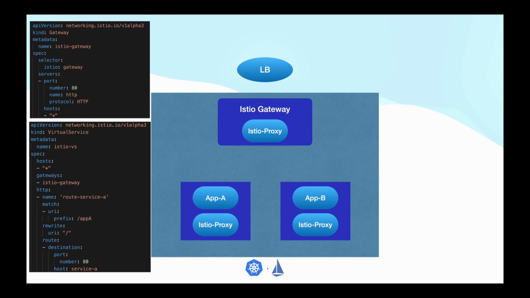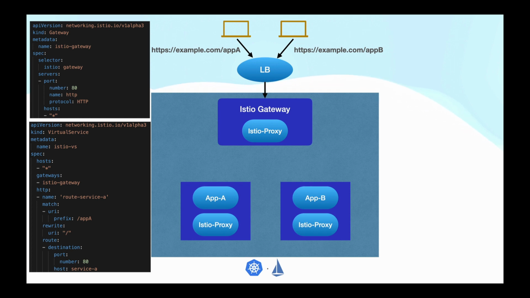So when a request comes in, if the gateway is configured to listen to the right port number for the destination URL, it will use the virtual service for a matching rule and route the traffic to the appropriate service within the service mesh. Now let's jump into the demo and see these things in action.